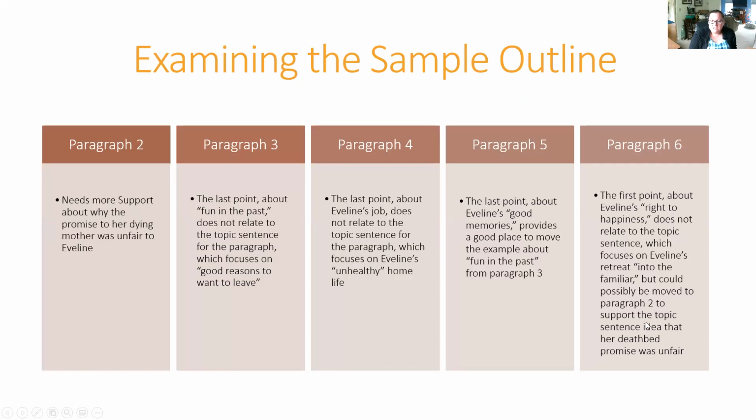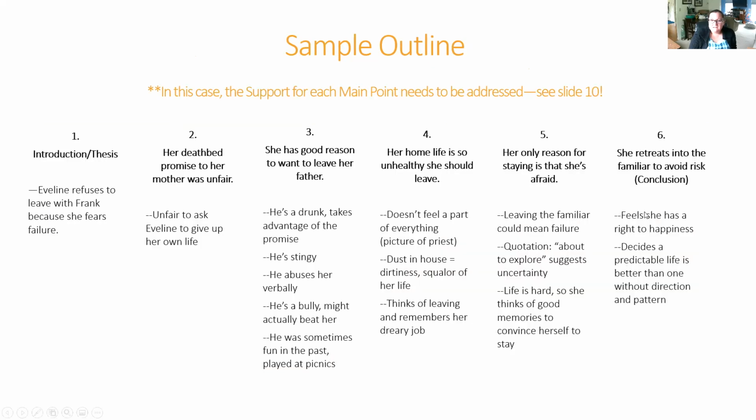But it could be that this whole notion of how Eveline feels like she has a right to be happy could get moved over here to this section about how her deathbed promise to her mother was unfair. What's one reason it was unfair? Because Eveline has a right to happiness. So this is another case where you could find another home for that supporting idea. If you feel it's important to talk about how Eveline has a right to be happy, then you could move it to a section where it would be more appropriate to include it.